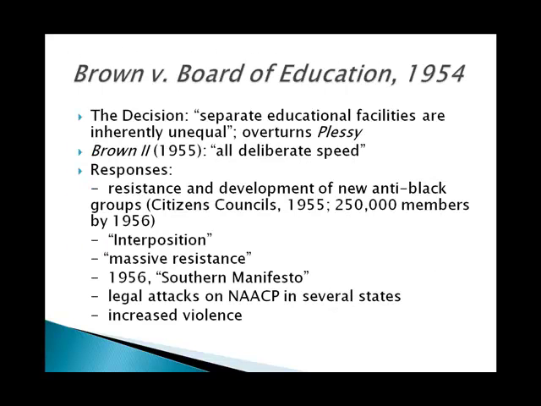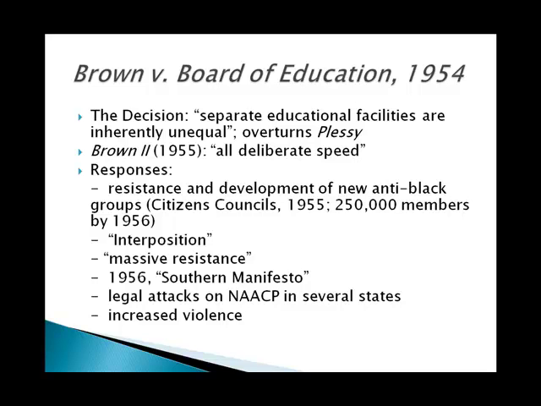In 1954, the Supreme Court hands down the Brown versus the Board of Education decision. This Brown decision is not just simply the case of Linda Brown in Topeka, Kansas. The Brown case is actually several school desegregation cases that are joined into this one decision. The decision of the courts at that time is that separate educational facilities are inherently unequal, and the court in effect overturns the Plessy versus Ferguson decision from 1894.